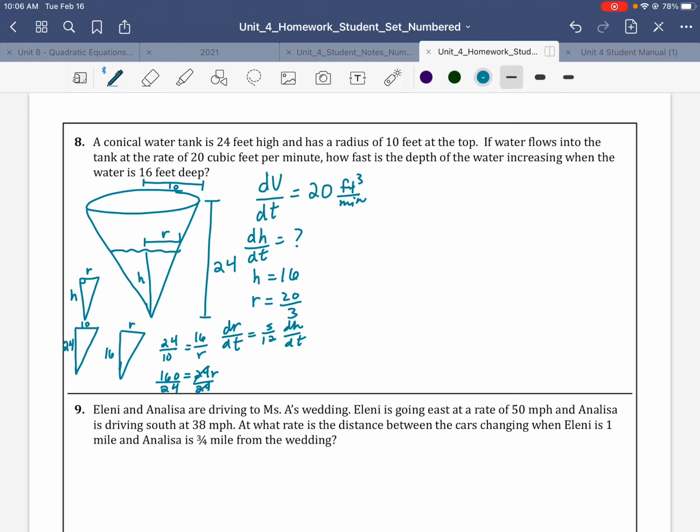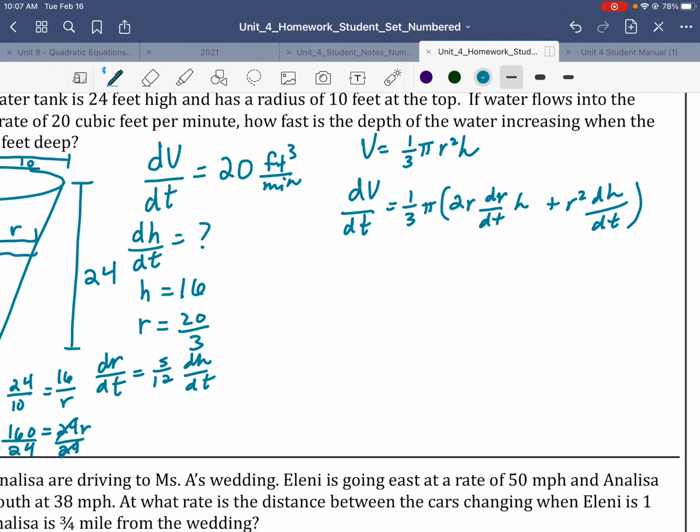Erase this too. Okay, so now that we have that, let's write our formula. So we know that volume is just 1/3 pi r squared h. So dV/dt is equal to 1/3 pi, ignoring that, so now do product rule with 2r dr/dt times h plus r squared dH/dt. Okay. So now we can plug in all the information that we know.